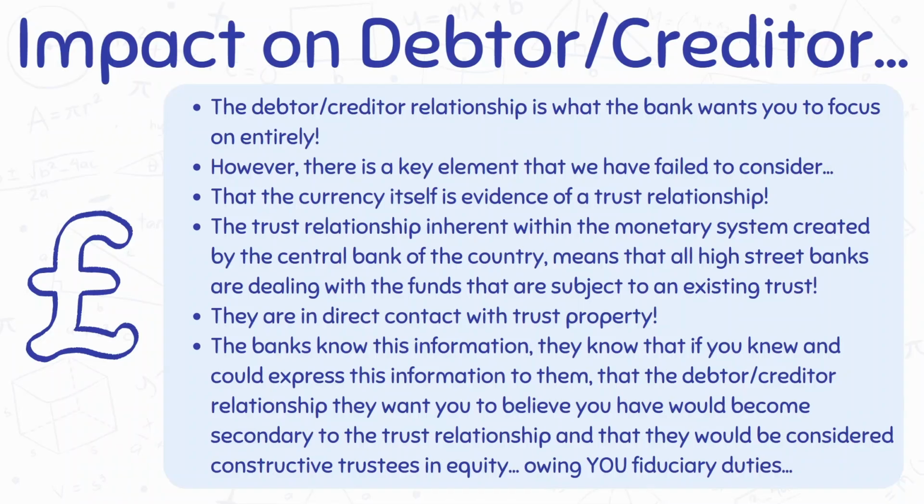The bank's top staff know this information, and they know that if you knew this information and you could actually express it to them, then the debtor-creditor relationship that they want you to believe you have going on with them goes flying out the window essentially. Why? Because this is secondary to the trustee-beneficiary relationship, and with their direct involvement in this trust property, despite them being a third party to the trust, it means they actually act as a constructive trustee in the equity side of the law, meaning that they would owe you fiduciary duties just like a proper appointed trustee would.